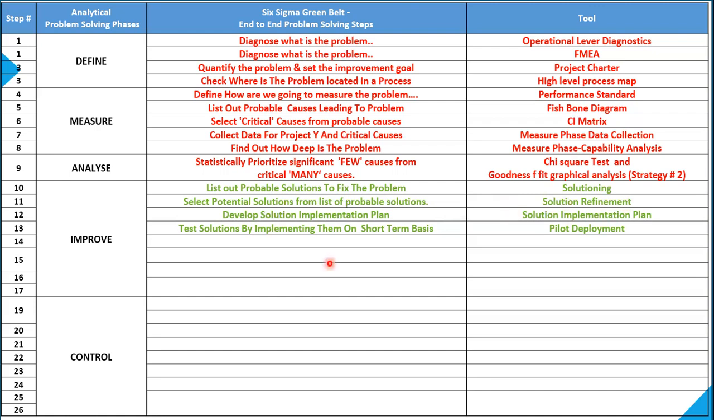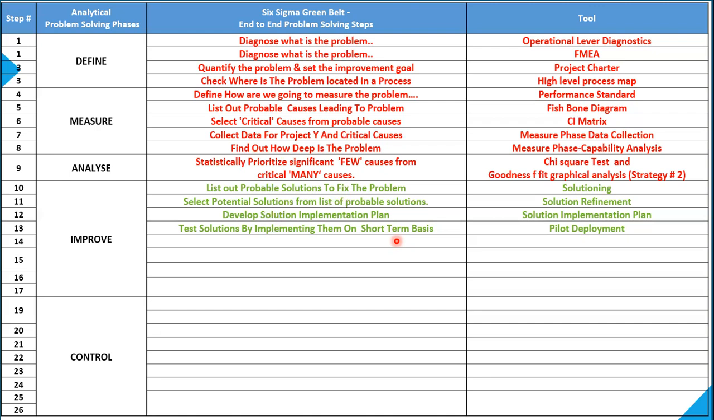Then, of course, we're going to develop a solution implementation plan, and we are going to implement these solutions for a short period of time, because this is experimental solution implementation. At this stage, when we have found potential solutions, we are not sure whether these are the actual solutions. So we have to experiment, and when we experiment, we don't experiment on a larger scale.